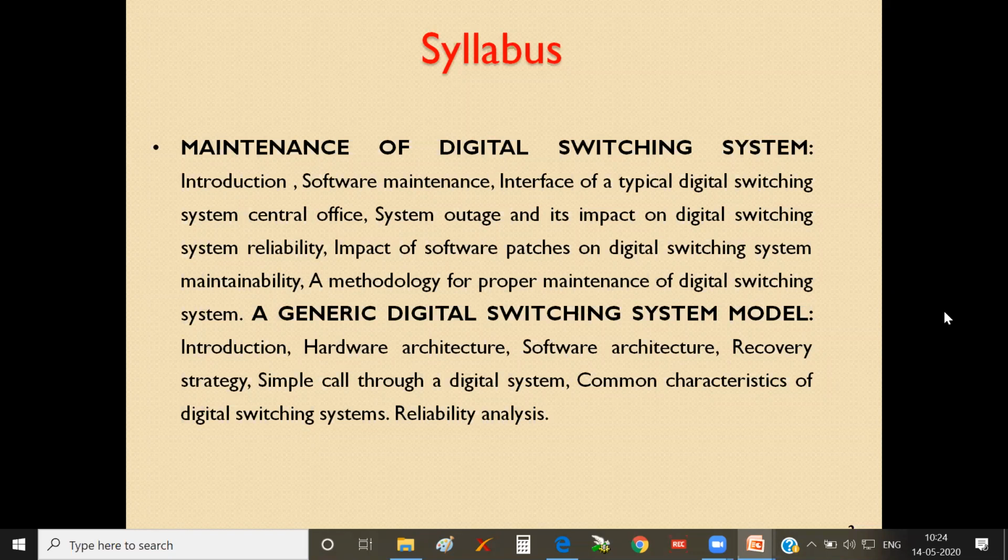And the other part of Module 5 covers a generic digital switching system model. Here we are going to explain hardware architecture, software architecture, recovery strategy, a simple call through a digital system, common characteristics of digital systems, reliability and analysis.